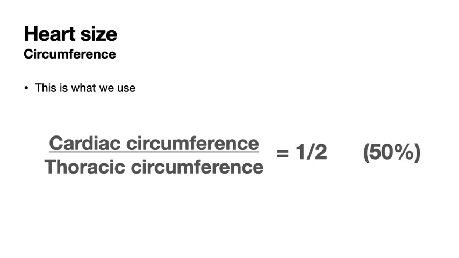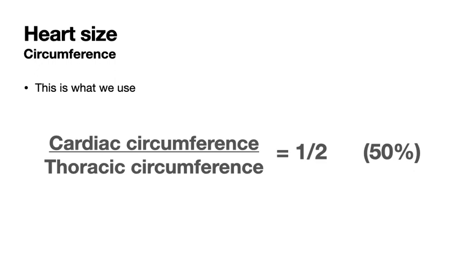All right. Whenever you're talking about heart size, there's a couple of ways you can do it. You can either do circumference or you can do area. What we use is circumference. We put on the ellipse and we put it around the heart. We put on the ellipse, put it around the thorax. The normal cardiac circumference to thoracic circumference is a half.